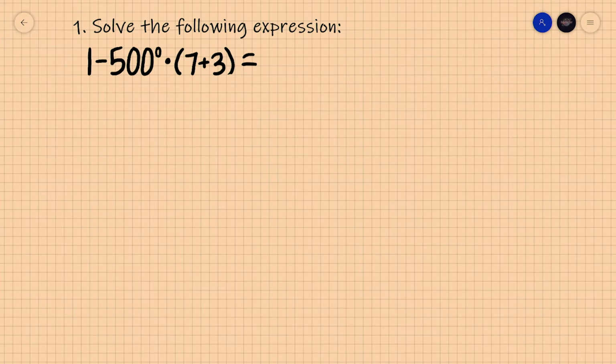So yeah, this equation is 1 minus 500 to the 0th power times (7 plus 3). So I will just give you guys 5 seconds to answer this question.